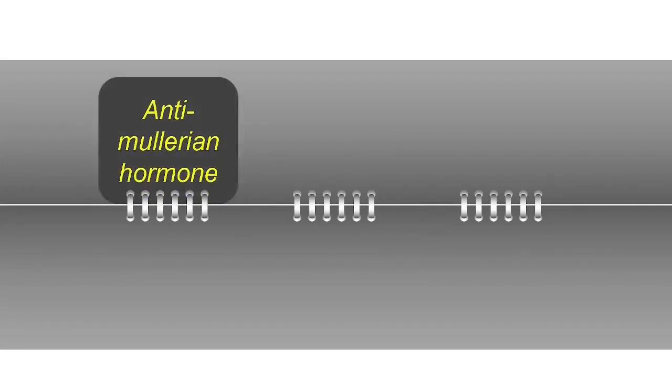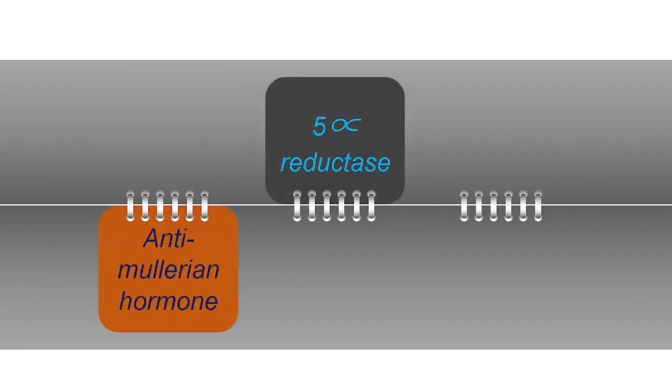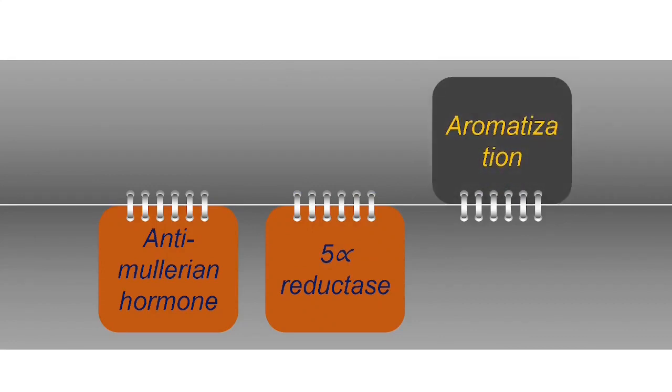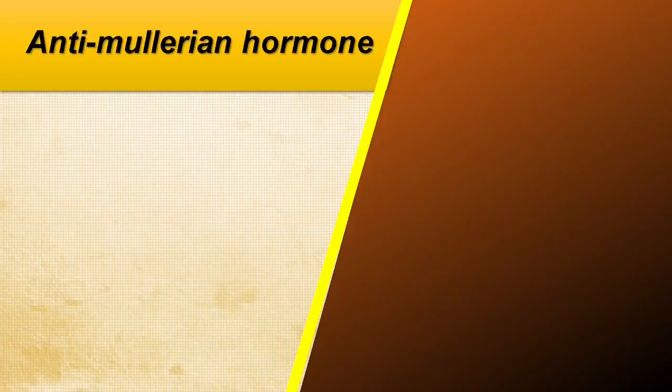So here we will discuss three very important events: anti-Mullerian hormone and its function, then the importance of 5-alpha reductase and its role in the development of the tubular system, then aromatization. These three important components and their roles we will discuss to understand the development of the genital tubular system. So first, let us discuss anti-Mullerian hormone.